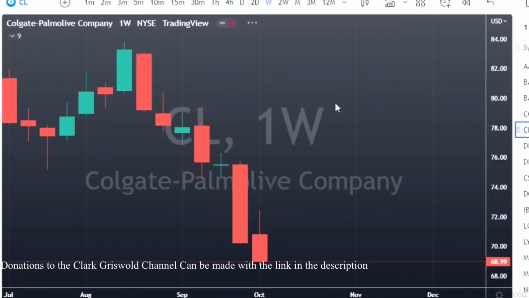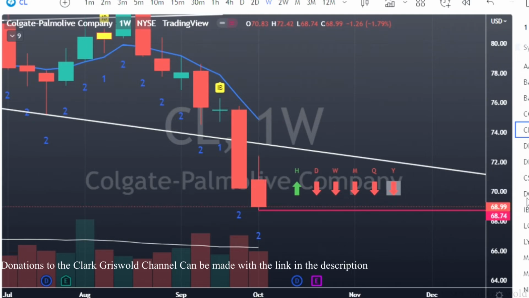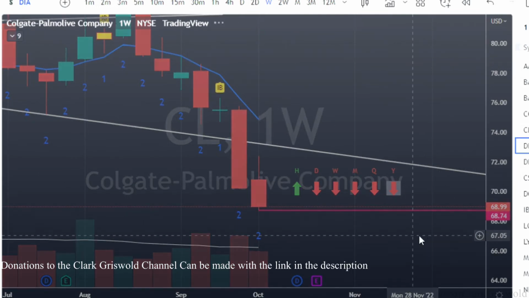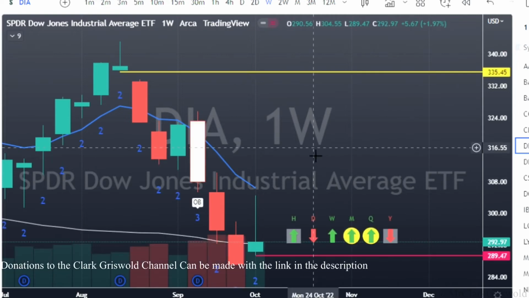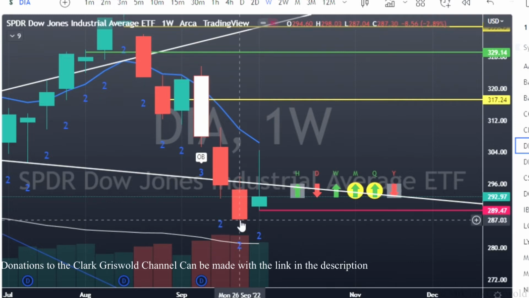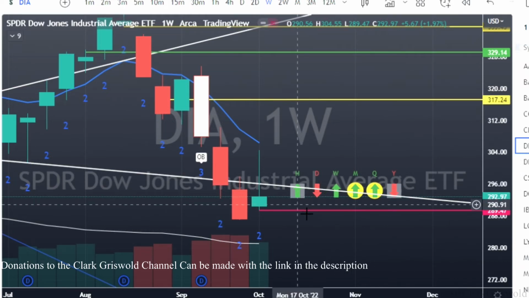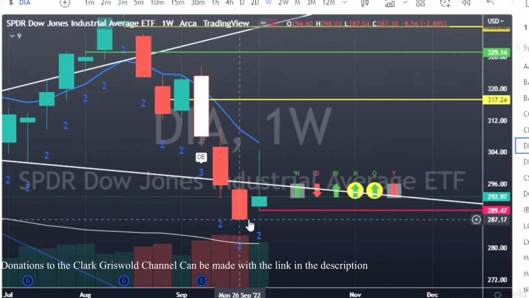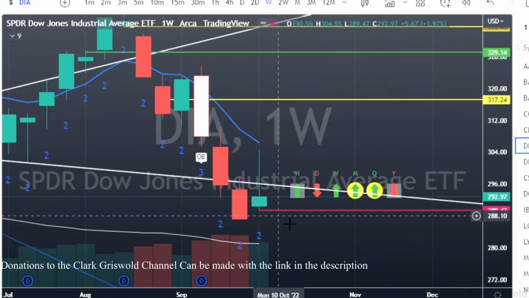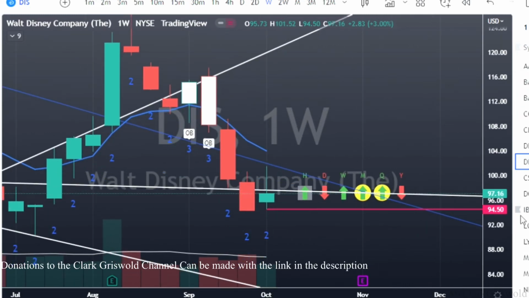CL is up next. That's Colgate-Palmolive. Same setup, guys. 2 down red, shooter candle. We're going to look for puts at 68.74. DIA, 2 up finish green, but it's a shooter candle. So I'm going to look for this to trend down again. There's our first target at 287 something, right in that range. So puts at 289.47. And again, I'm going 2 weeks out on these. And if my target's at 287, I'm probably looking at 288 as my strike price on that.